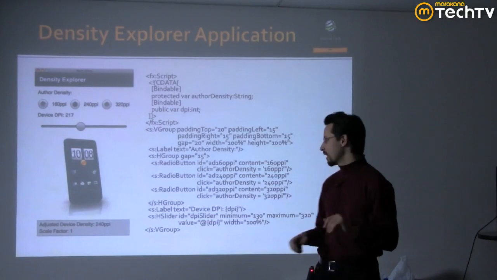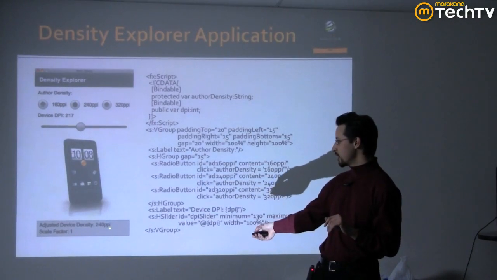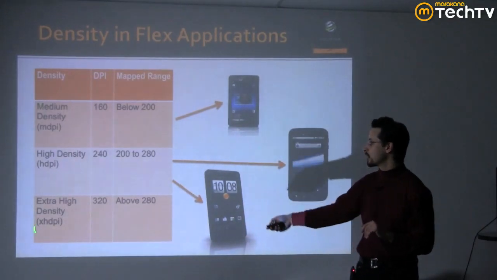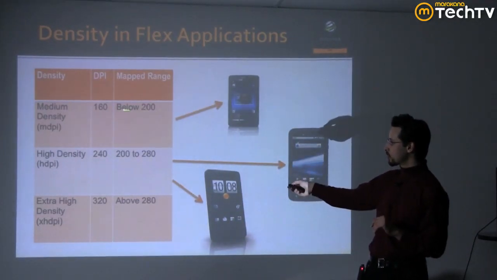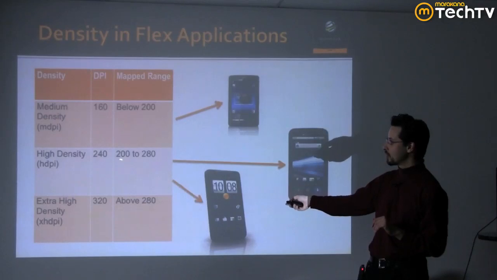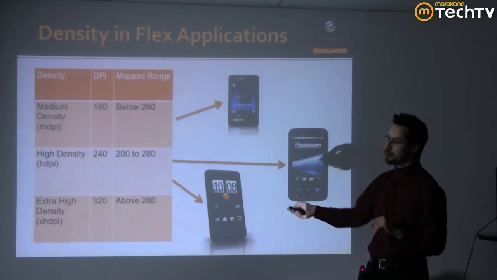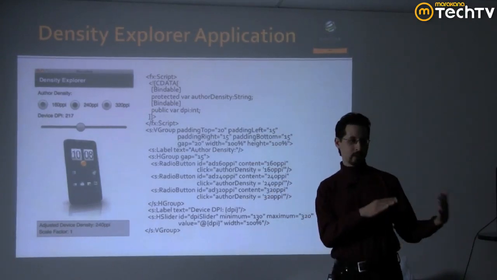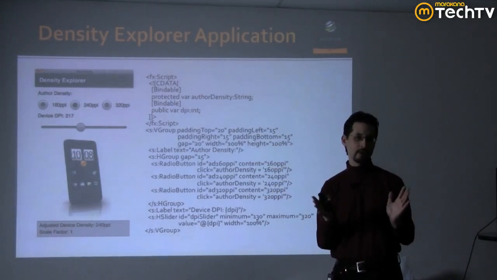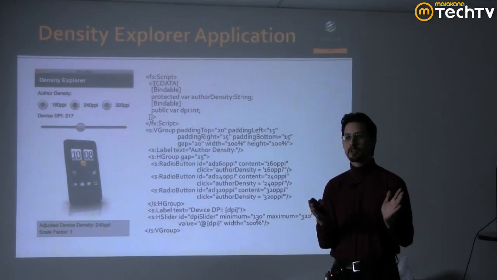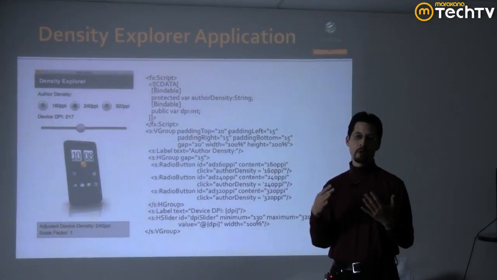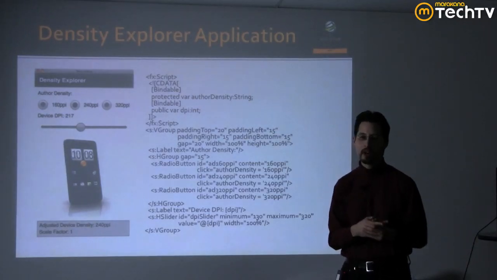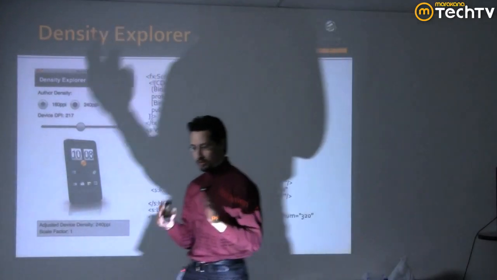And at the bottom here, it tells you the adjusted device density, which in this chart here, if you're in this range, below 200, it would be 160. If you're 200 to 280, it would be 240. If you're above 280, it would be 320. And it also tells you the scale factor, which is what it's going to scale. And just like Android does for their density implementation, it scales in reasonable multiples so that you don't get weird pixel aliasing or things if you don't have exactly the right graphics. So there's a few thresholds it scales at.